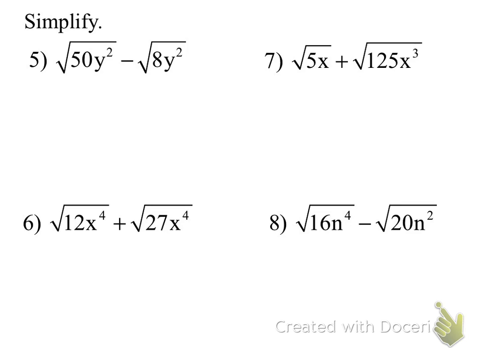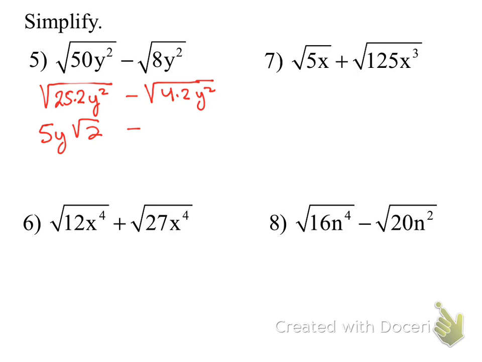Okay, so now we're going to add variables. So when I break down 50, how do we break it down? 25 times 2, and we have a y squared there, minus 4 times 2 times y squared. Now, what do I simplify that to? 5y rad 2 minus 2y rad 2. Now, pay close attention with these variables. 5y minus 2y, because these are alike, we can subtract them. It's 3y rad 2.